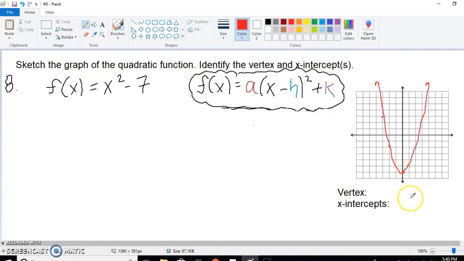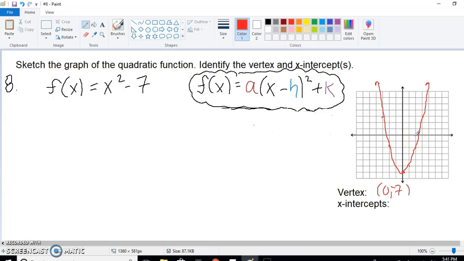So we have our graph and we're asked to find the vertex, so we can see that our vertex would be 0, 7. And again, we also know that because our h value was 0, we're not subtracting anything, and our k value was negative 7. Sorry about that. 0, negative 7. Okay, and then for our x-intercepts, we can see it's falling between 2 and 3. We want to have the best either approximation or exact value if we can.